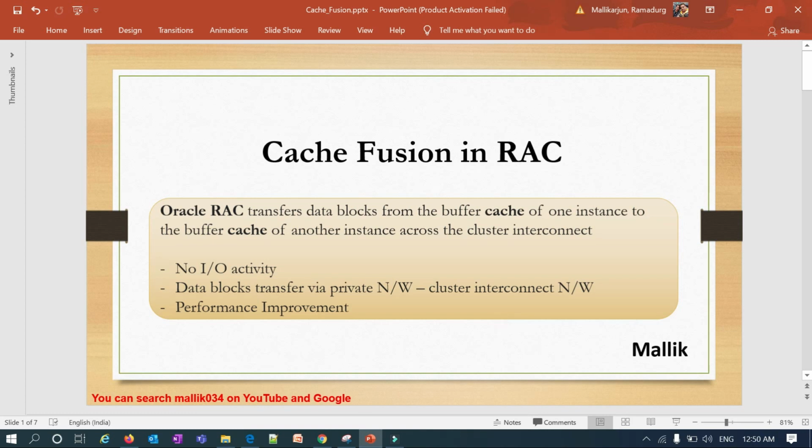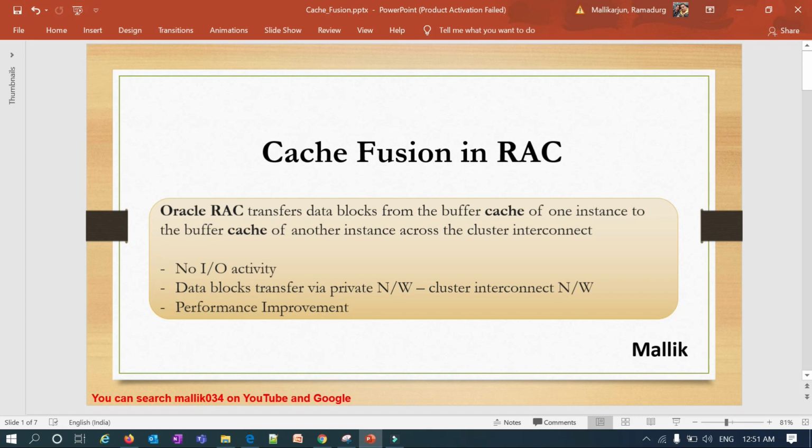Right, let's start with cache fusion. If you see this particular slide, I have given a simple definition of cache fusion. In Oracle RAC, the data transfer from one instance's buffer cache to the buffer cache of another instance across the cluster interconnect in the private network is called cache fusion. This is a simple definition.